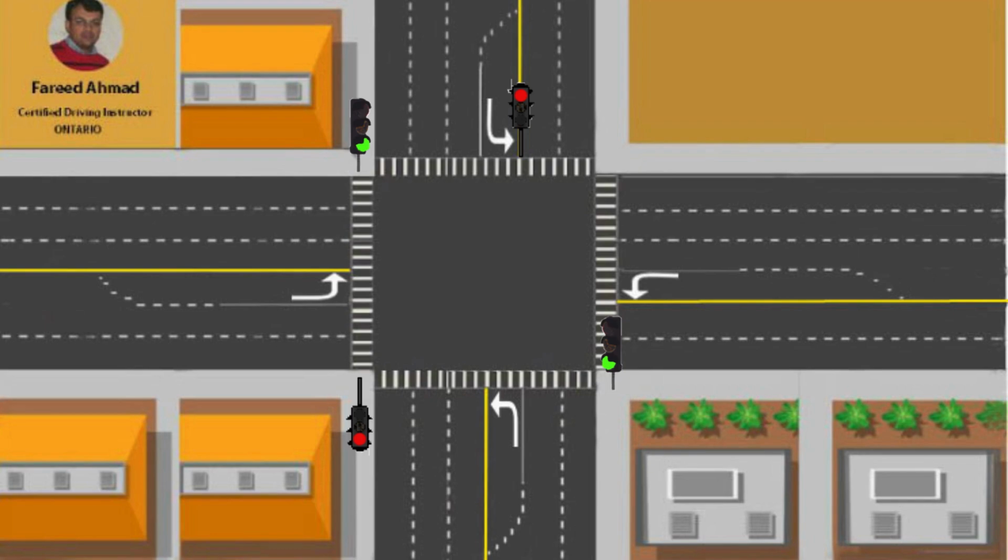Now that you know the three major types of intersection, we will look at some common rules before I teach you further about the left turn. So rule number one is a very simple rule and I believe all of you know about it. The rule is you cannot take a left on the red signal in any type of intersection.